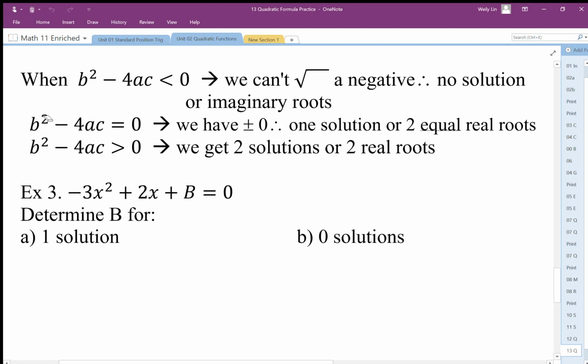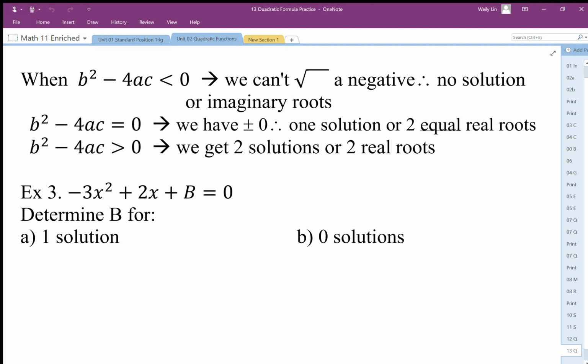When b squared minus 4ac is equal to 0, you're going plus and minus 0 from the vertex, which means that your solution must be at the vertex, so you have one solution, or what we call two equal roots. And those are the same thing. And when b squared minus 4ac is greater than 0, we get two solutions, because we're going to go plus and minus from the vertex, and it's going to give us two real solutions along the x-axis.